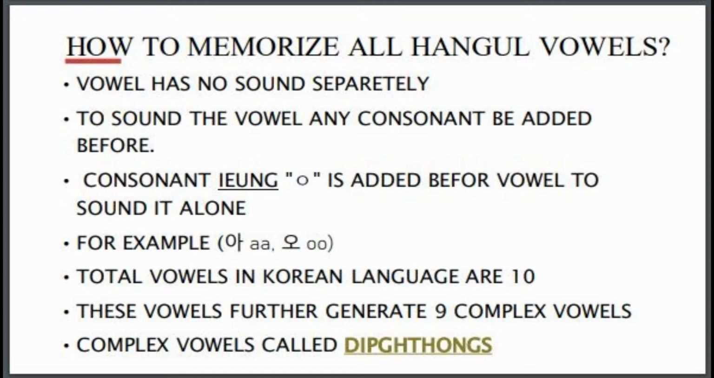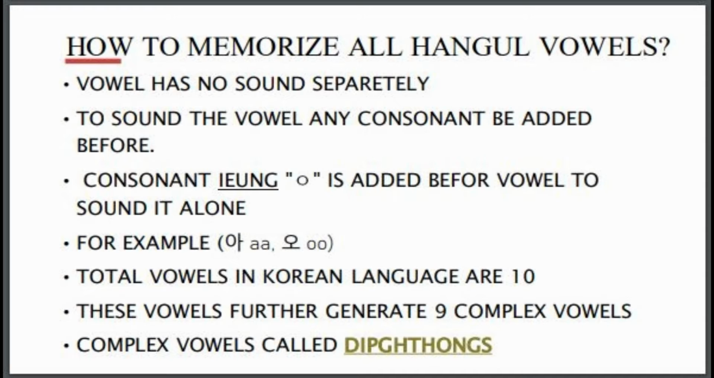First of all, we have to know that a vowel separately has no sound. If we have to generate some sound, we have to put a consonant before the vowel to get its sound. And if we have to separately speak the vowel, we have to put the consonant ieung before the vowel, so we get its sound.